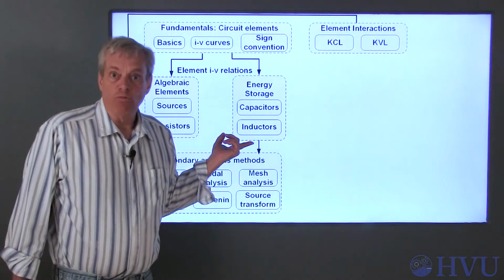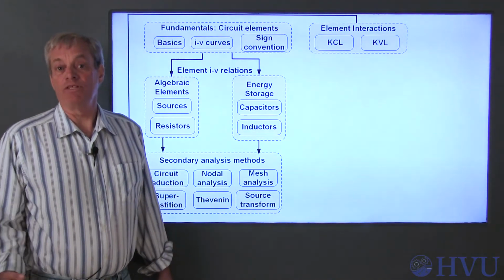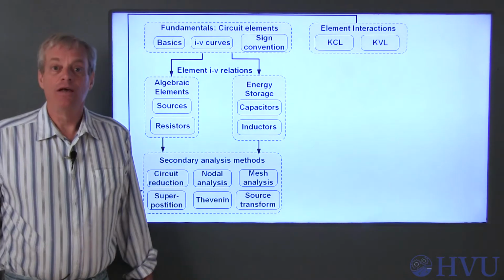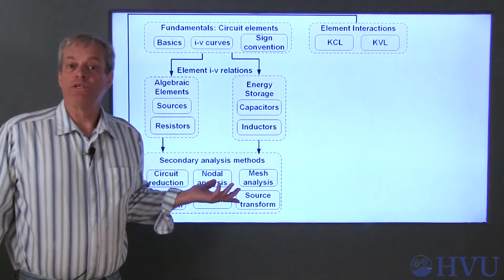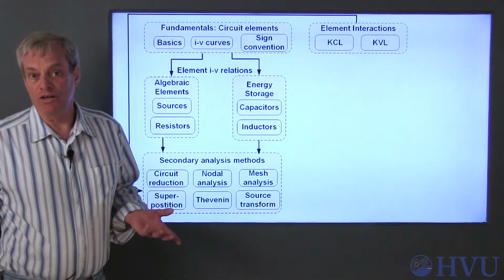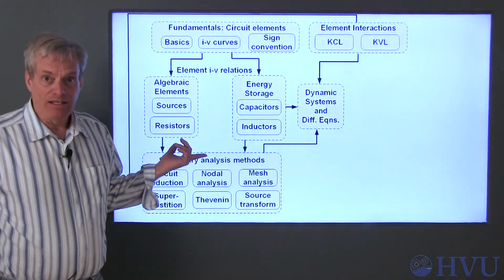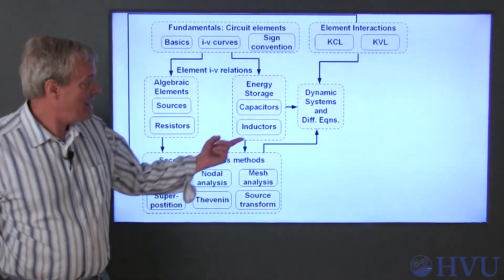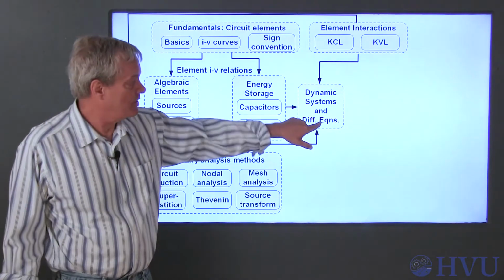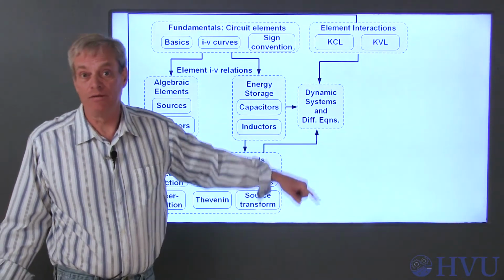In Unit 7, we'll start talking about energy storage. There are two electrical energy storage elements, capacitors and inductors. The IV characteristics for these elements contain derivatives, which describe the rate of change of energy in the elements. That means that application of KVL and KCL, or any of our secondary analysis approaches to circuits containing energy storage elements, result in a mathematical model that includes differential equations.